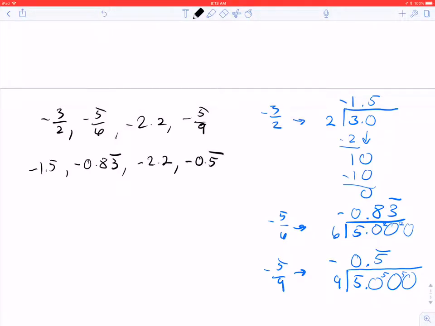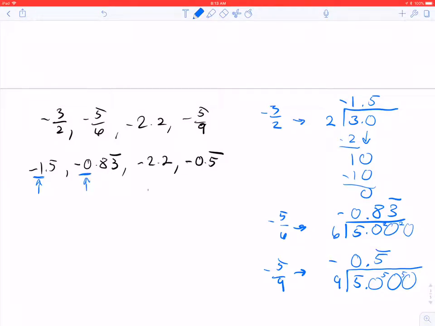So now we're trying to put it in order from smallest to largest. First let's start with the ones place, okay? Now when we look in the ones place, we see this is like a negative 1 because of this. This is slightly to the left of 0.